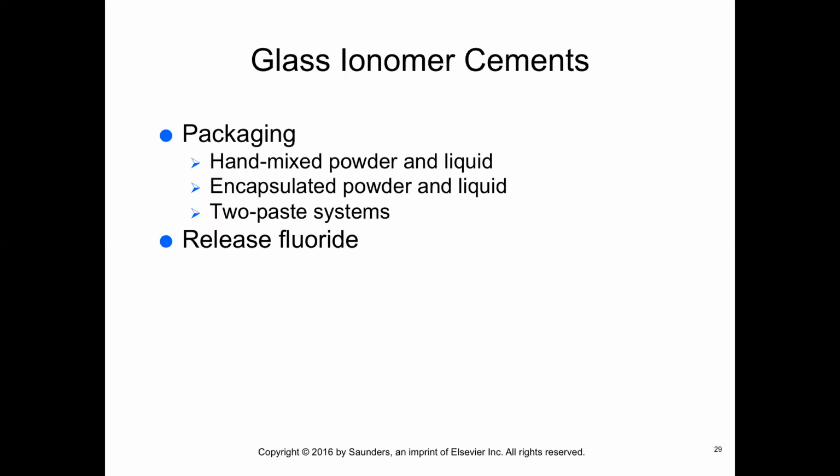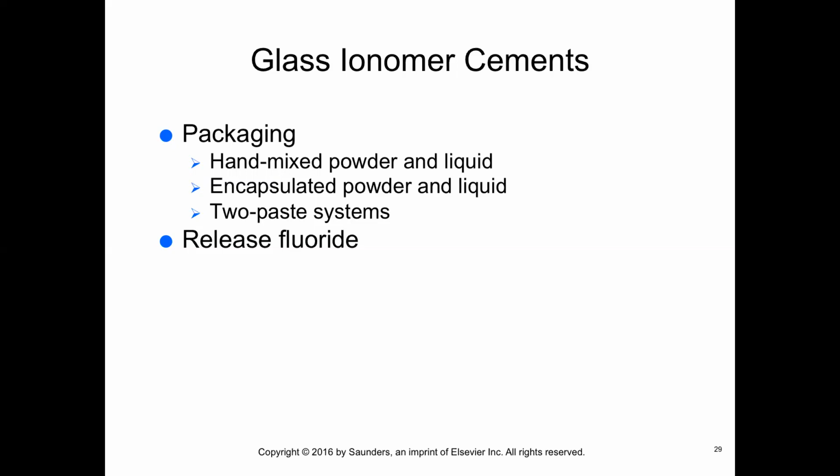Glass ionomer cements are self-cured or light-cured, fluoride-releasing materials that bond to the tooth structures directly without bonding agents. They are made by mixing a water-soluble polyacrylic acid with fluoroaluminosilicate glass powder. They are supplied in 3 ways: hand-mixed powder and liquid, encapsulated, and a 2-paste system. They can be used as luting cements, restorative materials, and liners and bases.